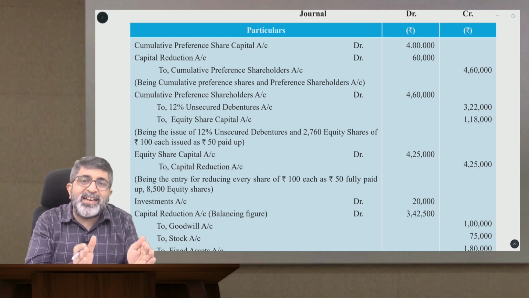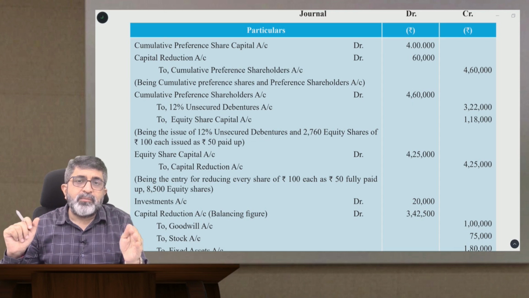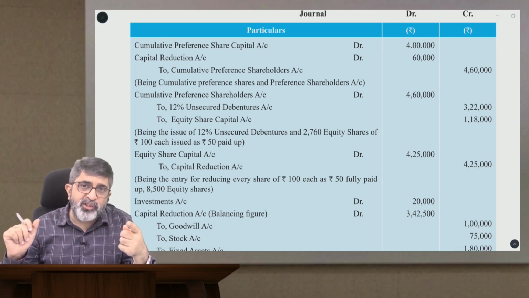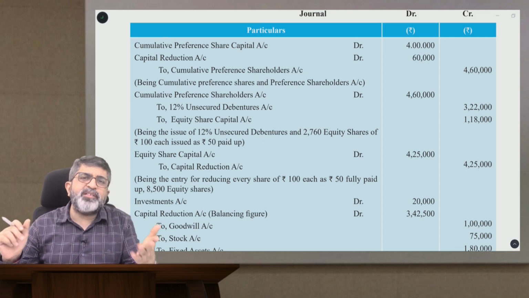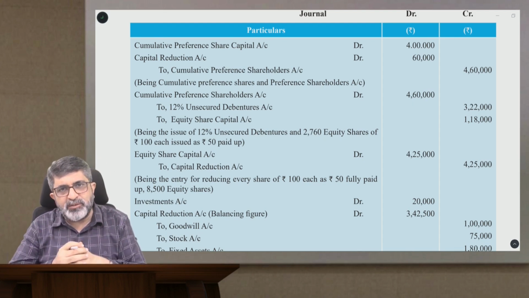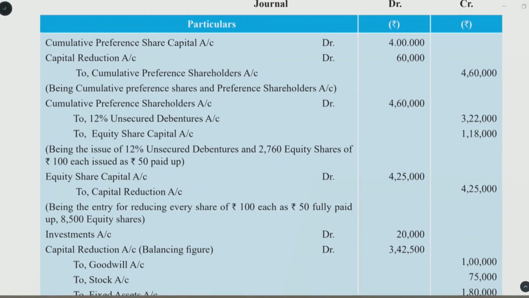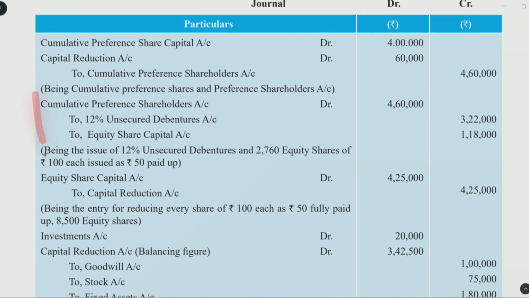70% of that got settled through the issue of unsecured debentures, and the remainder 30% was settled by issuing new equity shares of rupees 50 each. So please confirm to me that up to this part, that means this portion of the journal that we have just discussed, are you clear with this much?